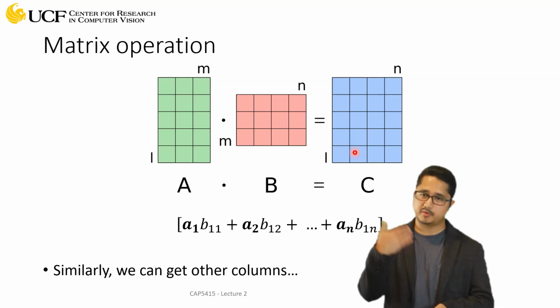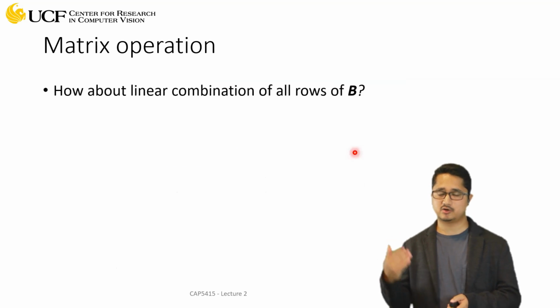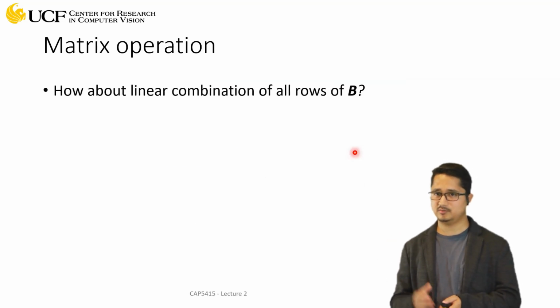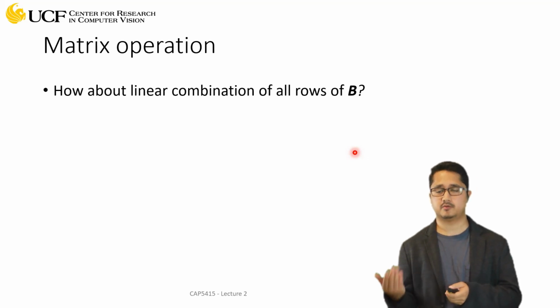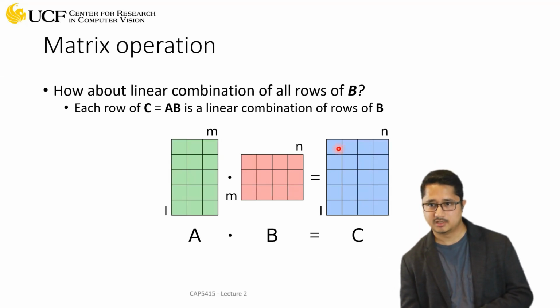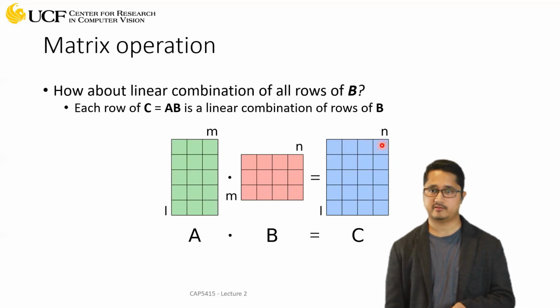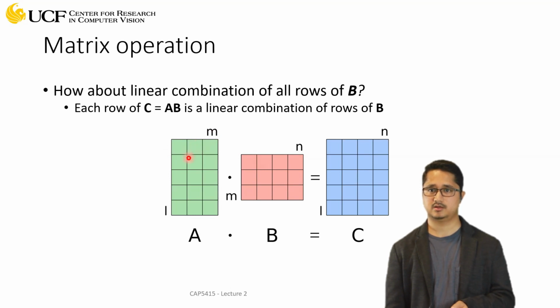So that was a linear combination of columns from the first matrix, but we can do the opposite as well. We can take the linear combination of rows as well. But this time the rows will not be coming from A, the rows will be coming from B. And it's almost similar. The idea here is that each row of this resultant matrix is a linear combination of all the rows of B. And where are the weights coming from? The weights are coming from the rows of A.